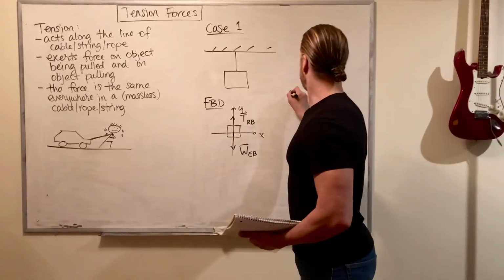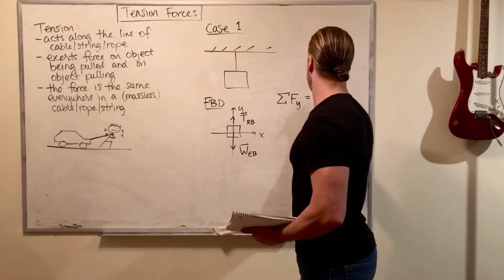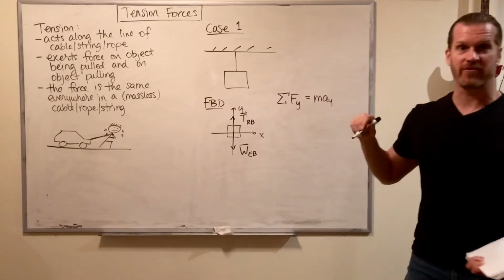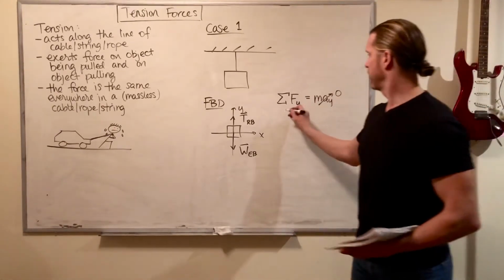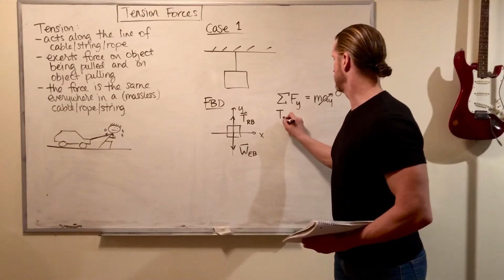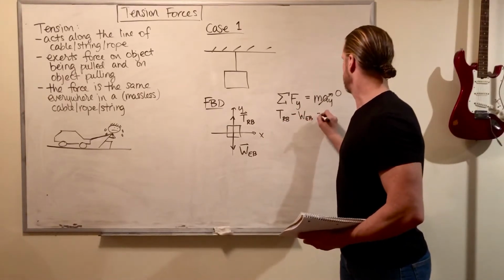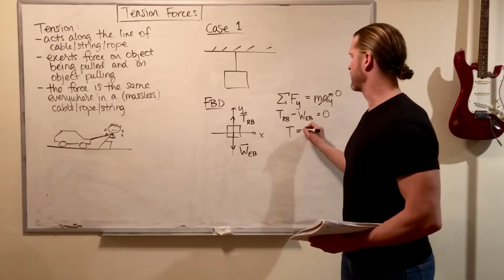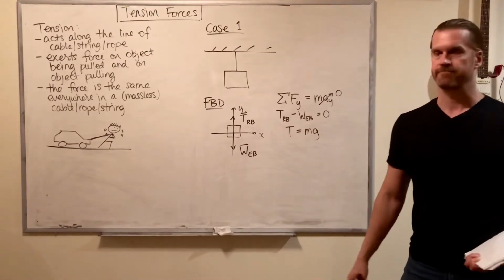And now Newton's second law says that the sum of the forces on the block equals ma. But that block is just sitting there. There's no acceleration. So we've got T minus W equals 0. So the tension force, if I drop these subscripts, equals the gravity force. It equals mg.